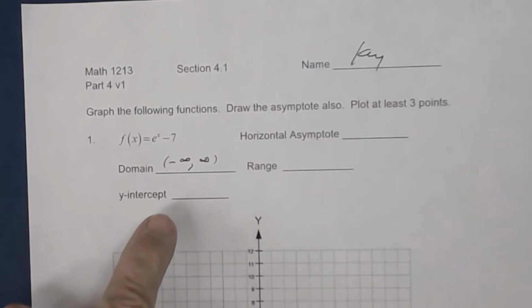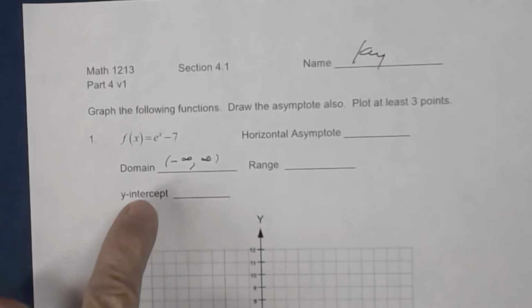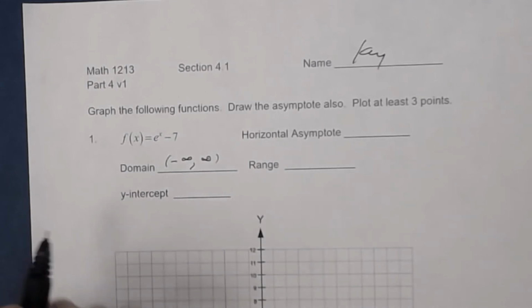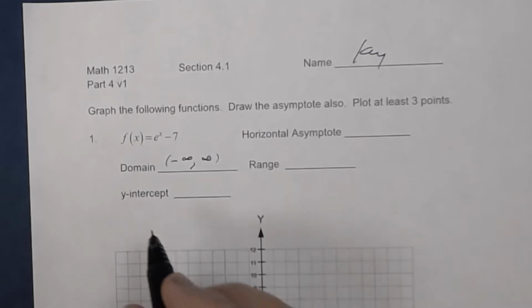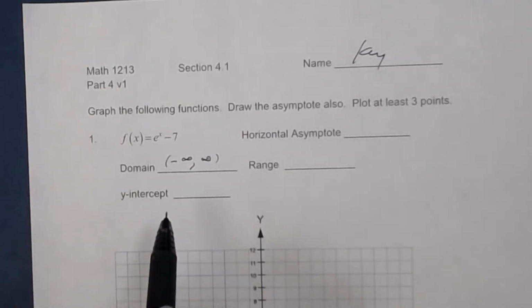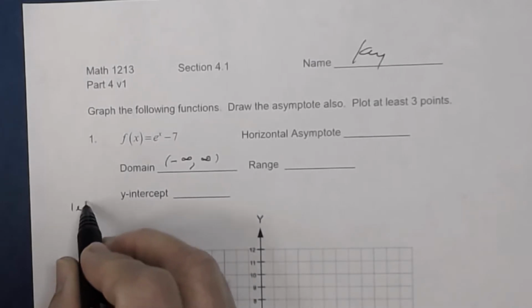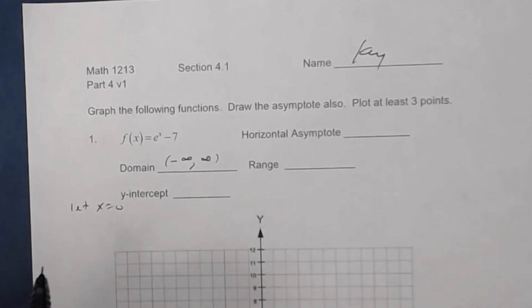Now, since the domain is all real numbers, that means that an exponential function will always have a y-intercept. It may not always have an x-intercept, but it will always have a y-intercept. So in my math lab, when they ask you to graph these using intercept, they're talking about the y-intercept in those cases. Okay, so to find the y-intercept, you're going to let x be 0 since 0 is in this domain.